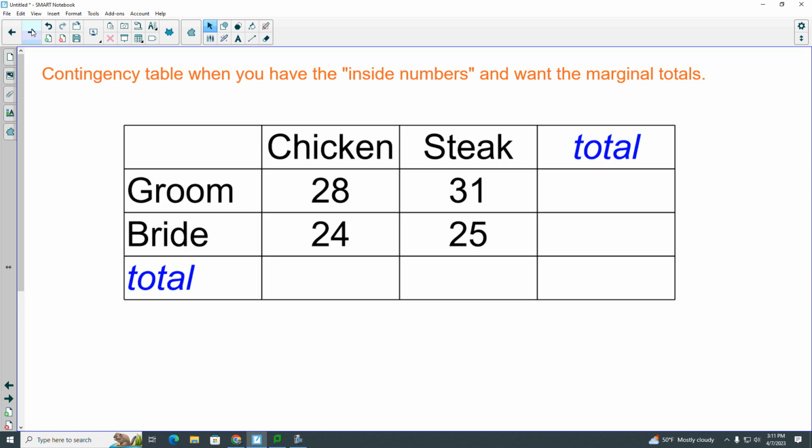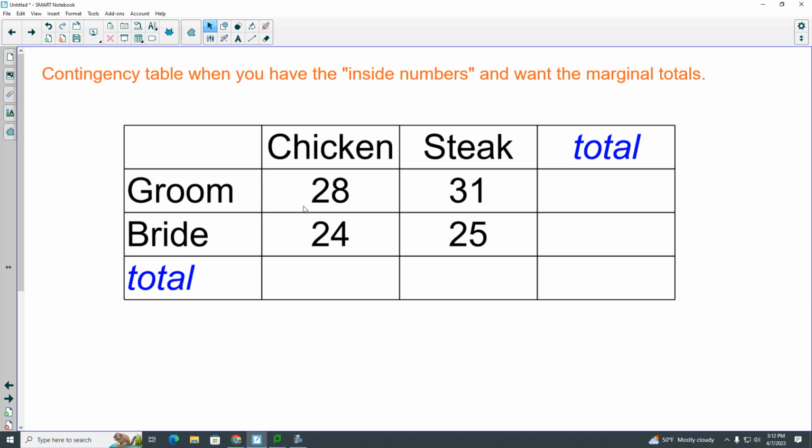Here is a 2x2 contingency table. So you'll see it has two variables. The first variable over here, groom and bride. This might be you go to a wedding and this is who you know. Maybe you're related to them. Are you related to the groom, or are you there for the bride? And then chicken and steak may be what you ordered. So I ordered chicken or I ordered steak.